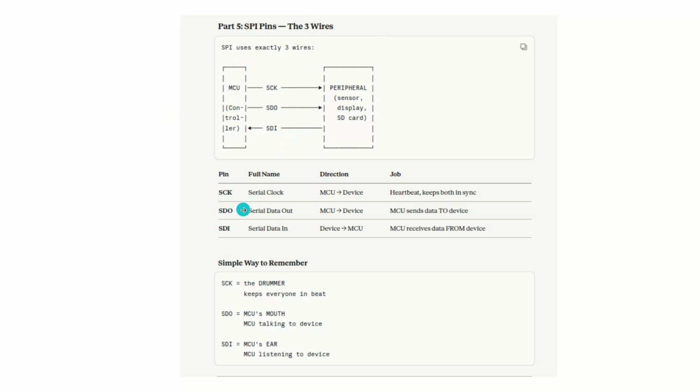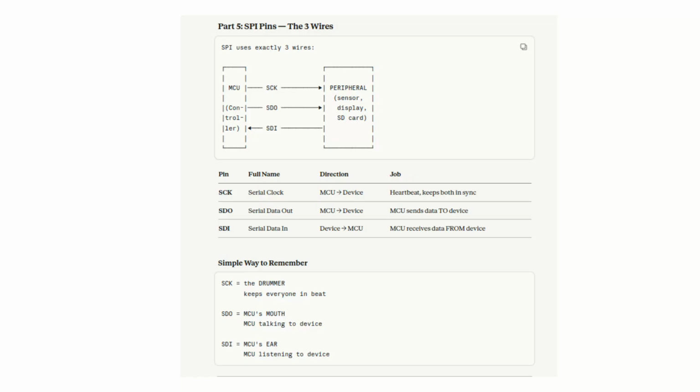devices. Now SDO is the serial data out. That means from the MCU to the device, the MCU sends some data to the device. Serial data in means it is coming from the device to the MCU. The MCU receives some data from the peripheral device. So there are basically three wires in our SPI pins that you have to understand. SCK is the clock from the MCU to the peripheral device. Then SDO and SDI are also there. SDO is serial data output and SDI is serial data input.